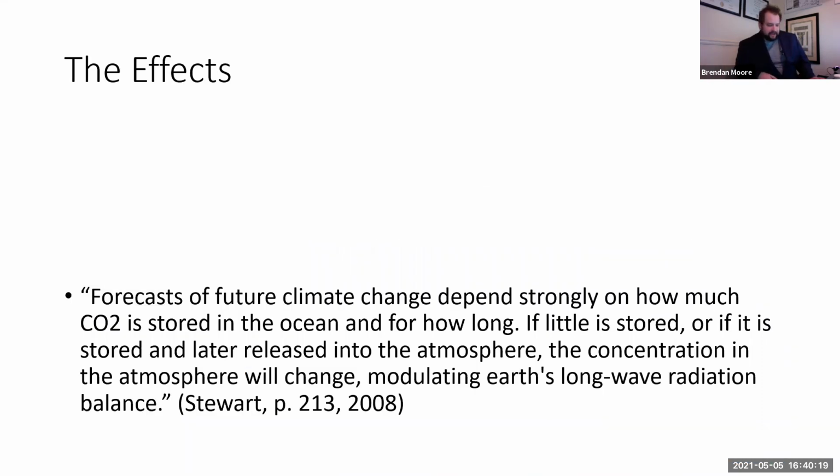But what are the effects? So forecasts of future climate change, this is from our textbook, depend strongly on how much CO2 is stored in the ocean for how long. So if little is stored, or if it's stored and later released back into the atmosphere, because a lot of that storage is very temporary, then the concentration in the atmosphere will change as well. So modulating Earth's long-wave radiation balance if we have too much atmospheric carbon dioxide.